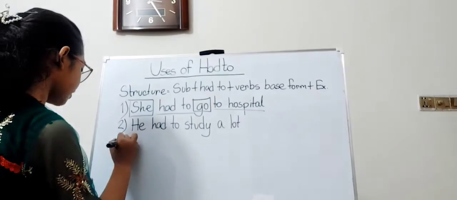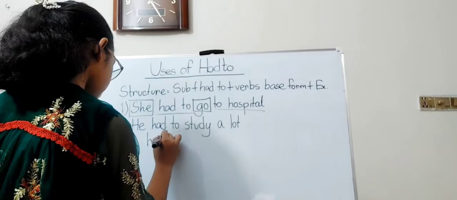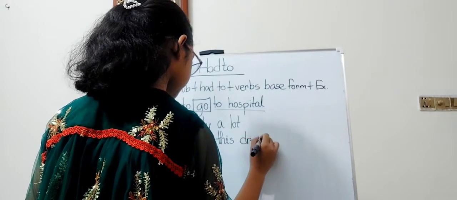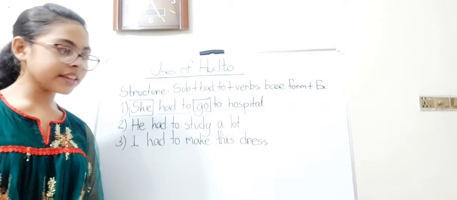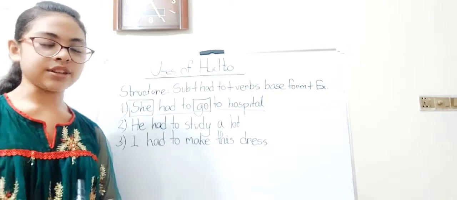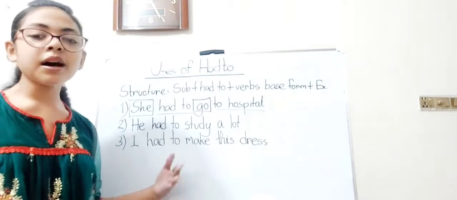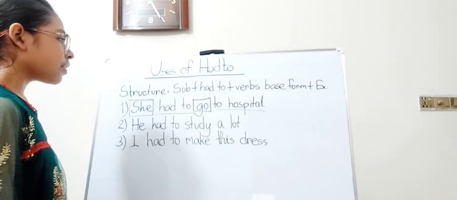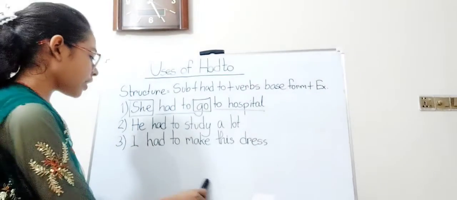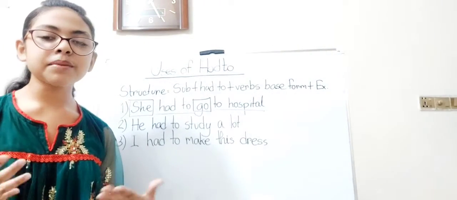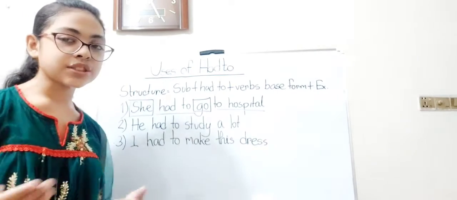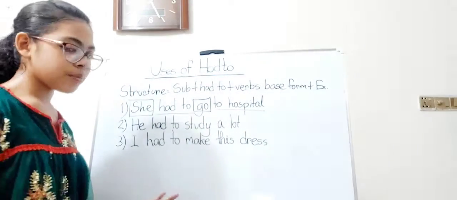Now, if I write here, I had to make this dress. That means আমাকে ড্রেসটা বানাতে হয়েছিল. So it is in the past tense, and here one kind of obligation is working. That means আমাকে এই ড্রেসটা বানাতে হয়েছিল. So here I must have made that dress. Okay? Now let's see more examples.